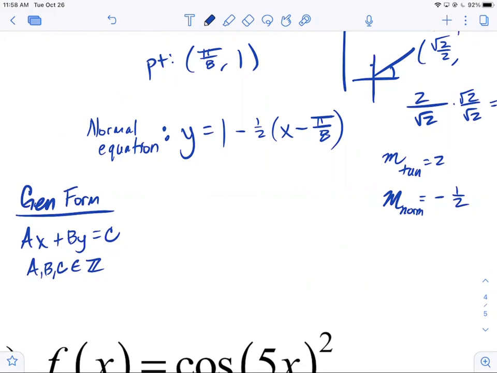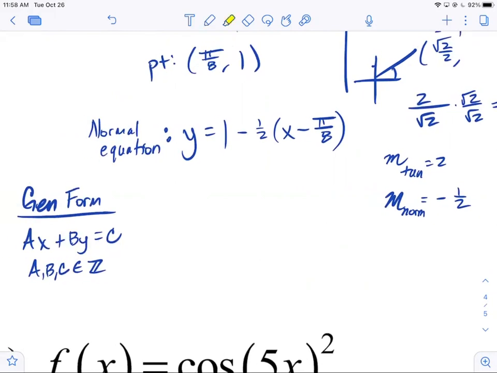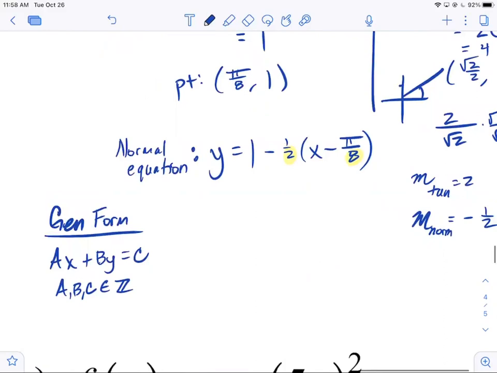Now, what I would recommend, if you do have to get it into general form, since you have 2 denominators, is just to get rid of your denominators by multiplying both sides by the LCM. Now, if you want to distribute first, that wouldn't be a bad thing to do here because you have a fraction on the inside of the parentheses and the outside of the parentheses. So let's go ahead and do that. y equals 1 minus 1/2 x, and this becomes plus pi/16.